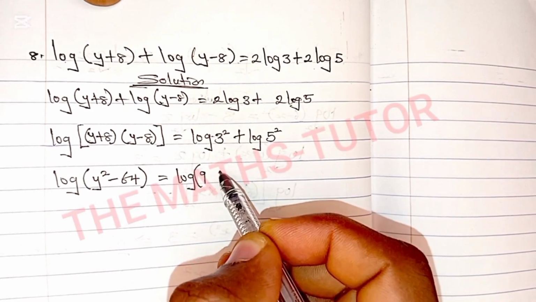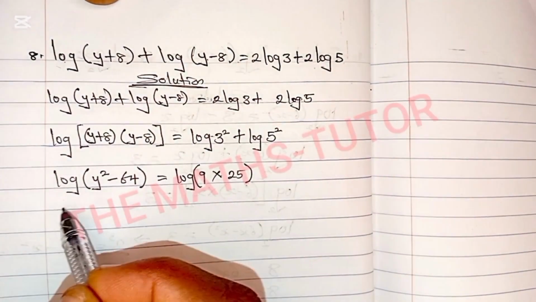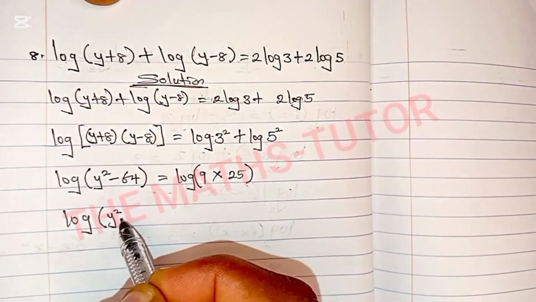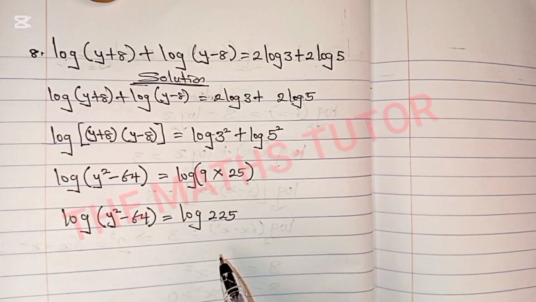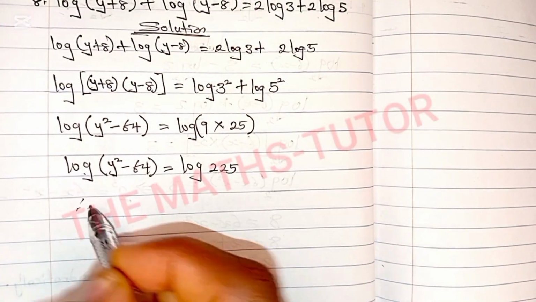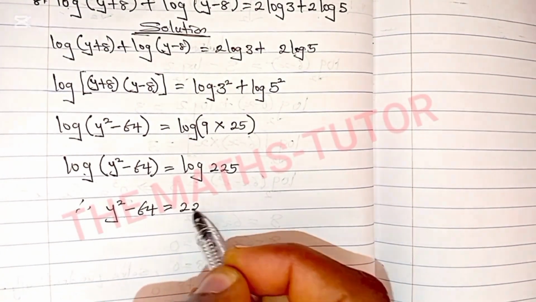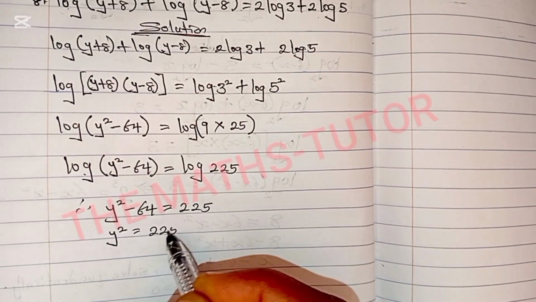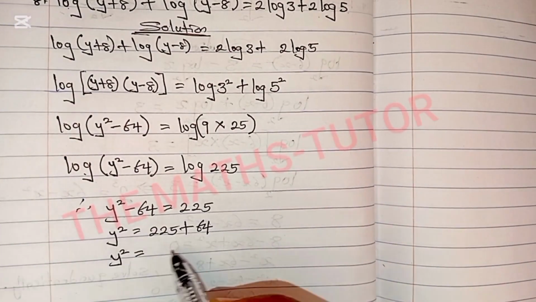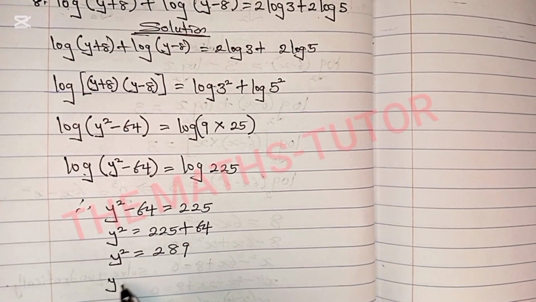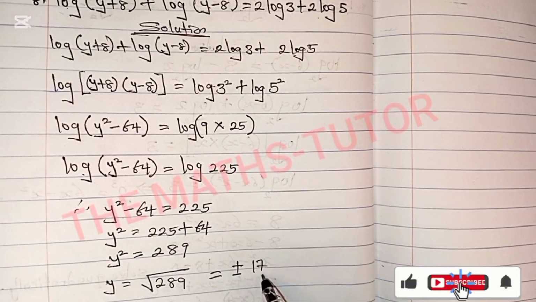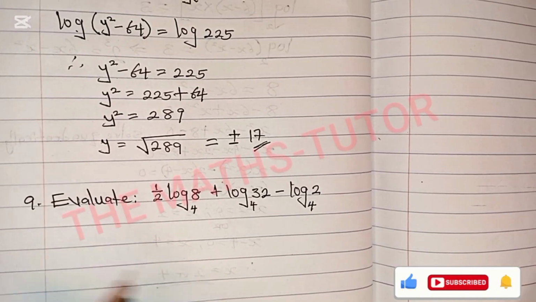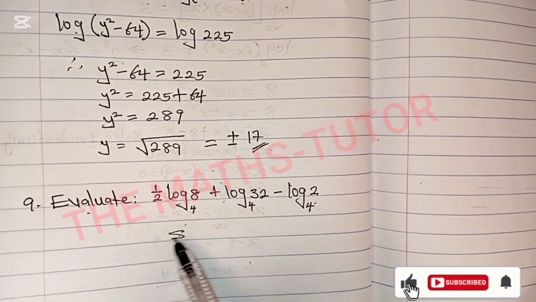So comparing the logarithms together, I'm going to discover that it's just like when we compare bases in indices. And so comparing that, y squared minus 64 will equal 225. And so from here, collect like terms. y squared will give us 289, and taking the square root of that, we get plus or minus 17 as our answer. So we move to the next example.